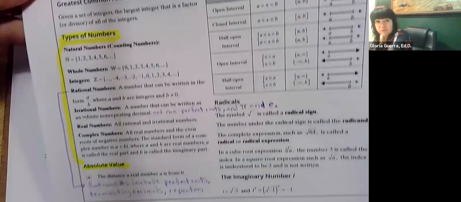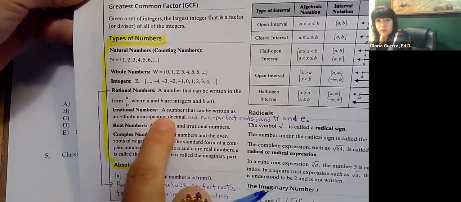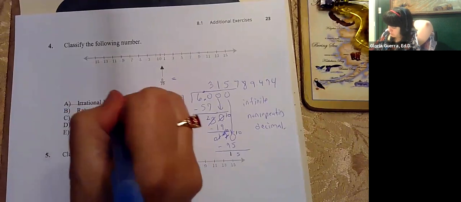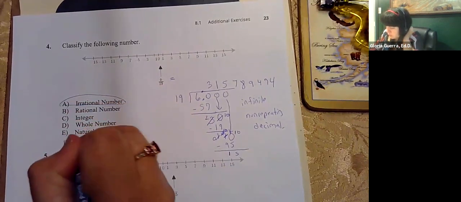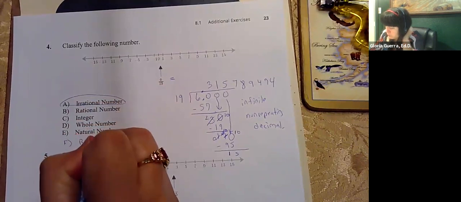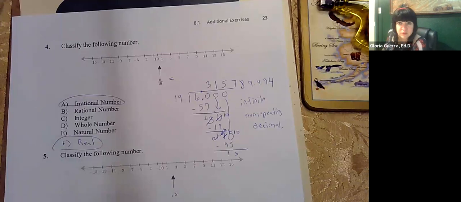Yeah, so if you go back to this, see, infinite and non-repeating decimal, that'd be an example of an irrational number. So this is going to be an irrational number. And I'm also going to put that it's a real number. Not complex, or it doesn't have the i in there, okay? All right.